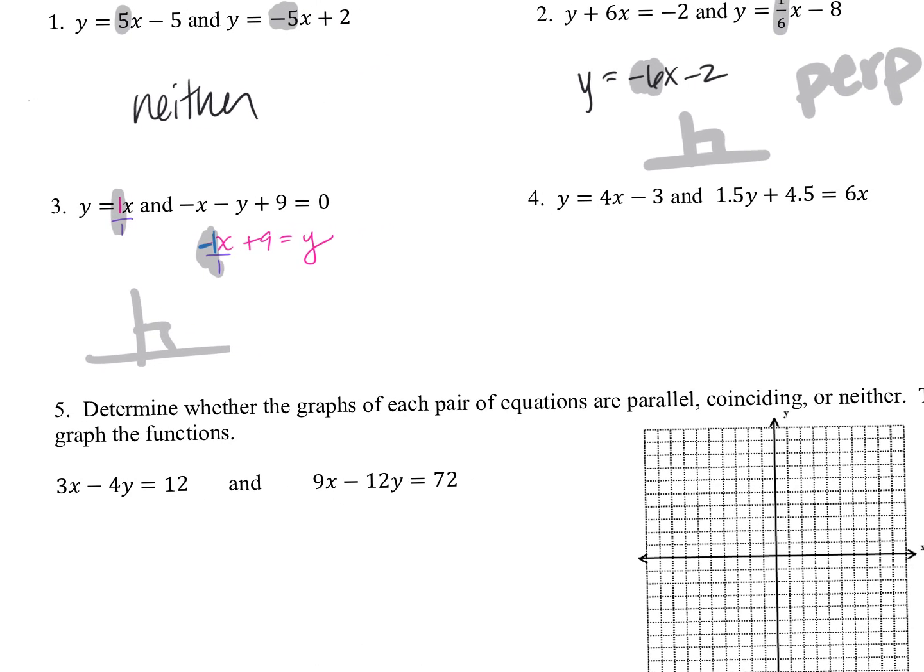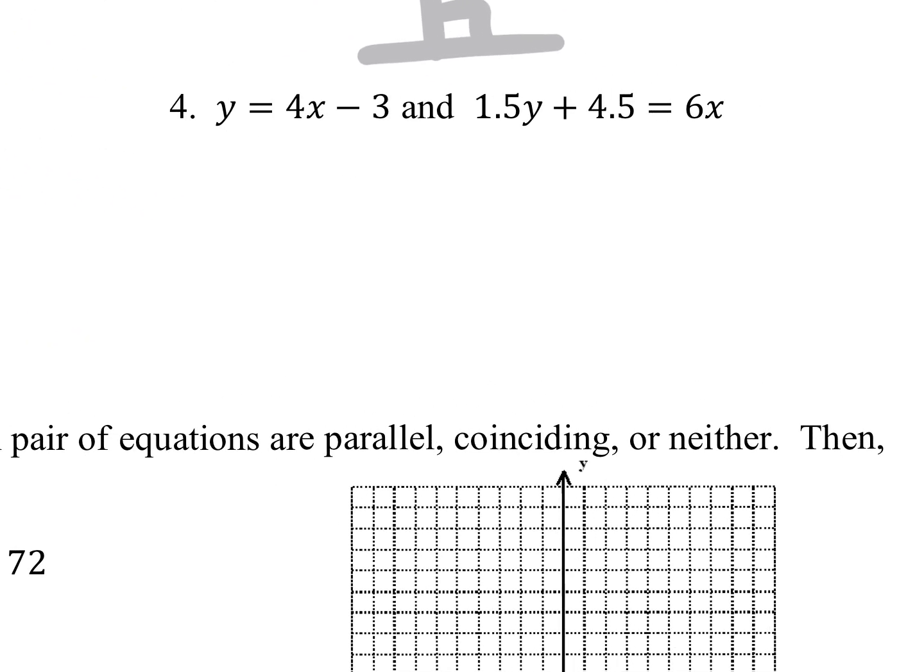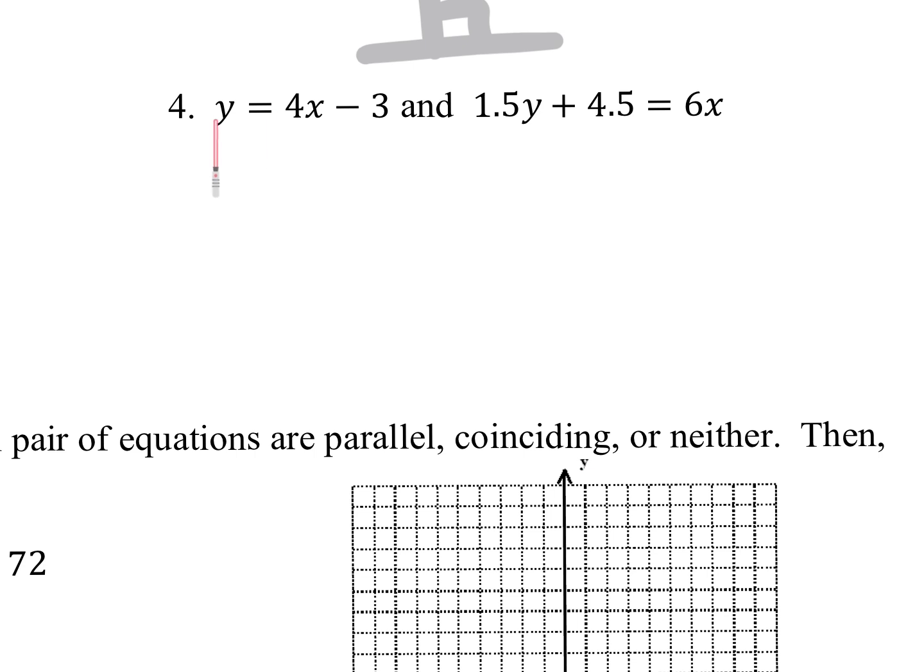Good job, good job. This guy down here, do we know the slope of the first one? 4? Do we know the slope of this one yet? Not yet. Let's go get y by itself. And I know these decimals can be scary, but I build this in during the day just to help us get a little stronger with our mental math.